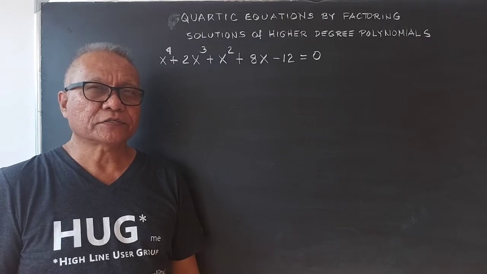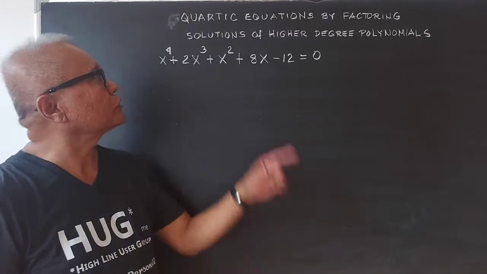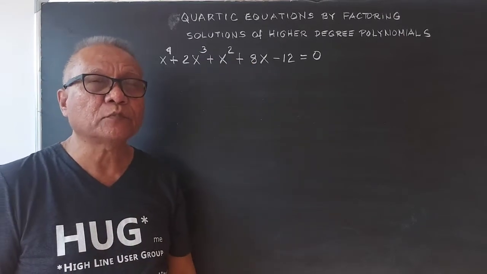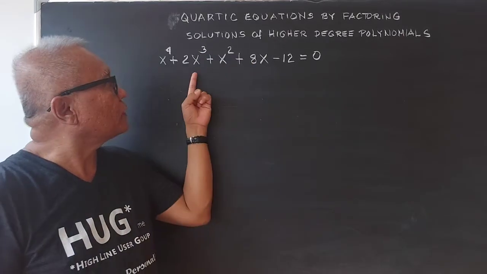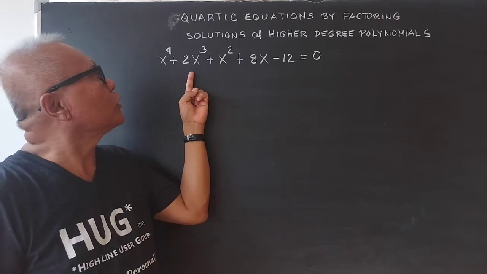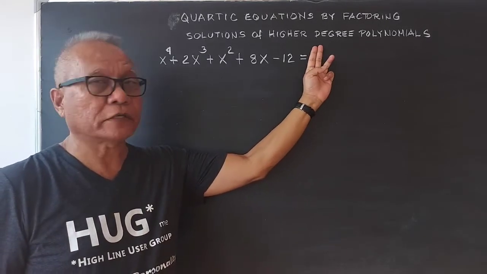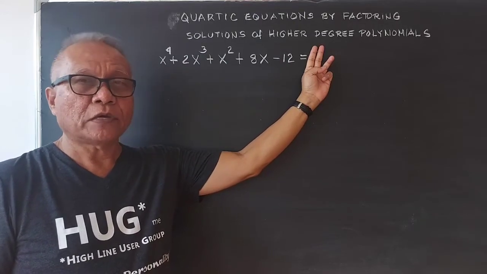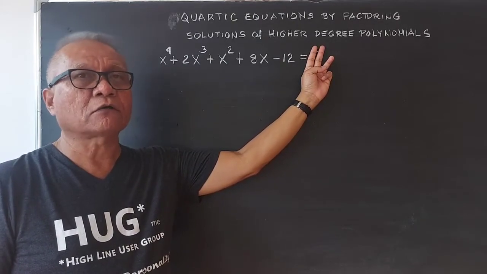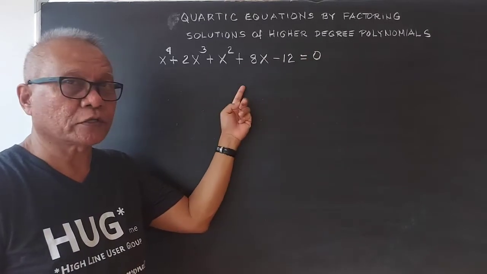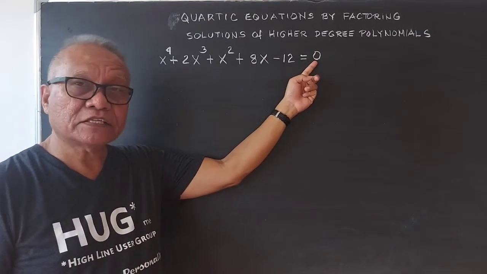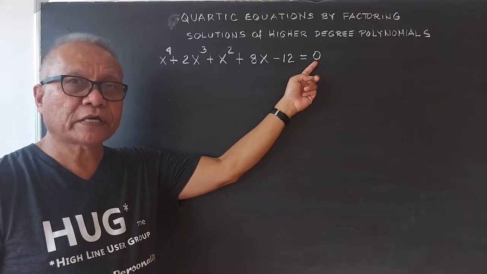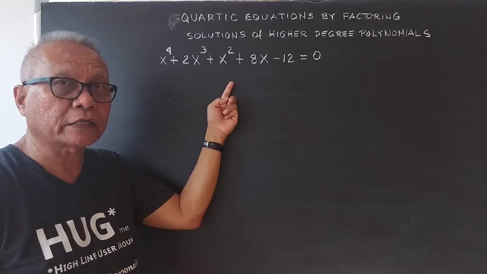Good day, learners. Today we are going to study about solutions and factors of higher degree polynomials. Our example here is a quartic equation. If we don't have the zero here, it is only an algebraic expression, and we are just going to simplify or factor the expression. But if we have the zero there, it is an equation already, then we have to find the values of our x.